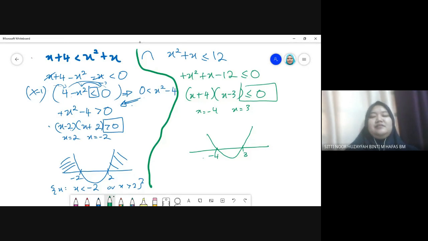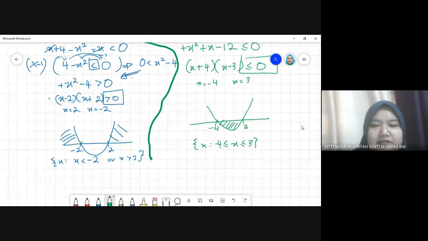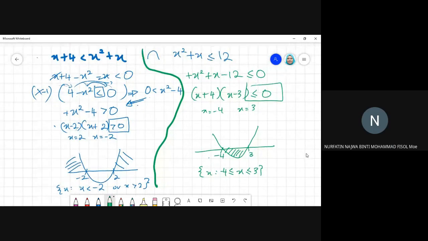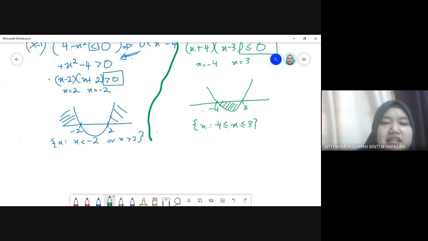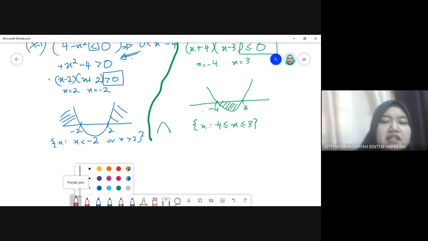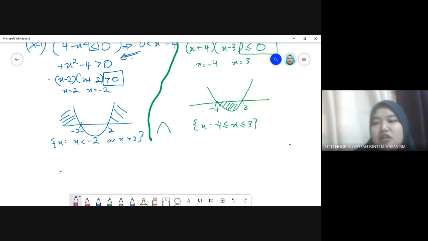Bawah. Kat bawah. So, a set of x such that x is from -4 up to 3. Boleh? Sampai sini. Tapi tak siap lagi sebab apa? Kita kena cari intersection antara dua ni. So nak cari intersection macam mana? Antara atas set. Dulu kat sekolah pula.